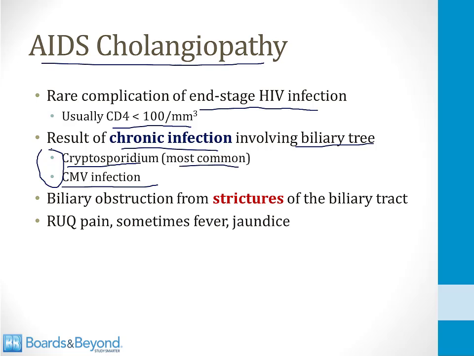So as the result of chronic infection with one of these agents, the biliary tree develops strictures, and this obstructs the flow of bile, and as a result these patients with AIDS can develop right upper quadrant pain, and sometimes fever and jaundice, all from strictures in the biliary tree as a result of a chronic infection.